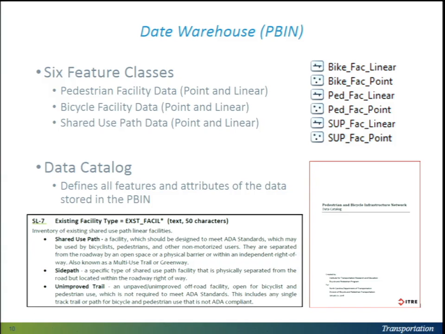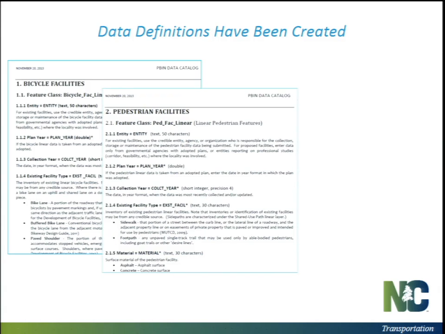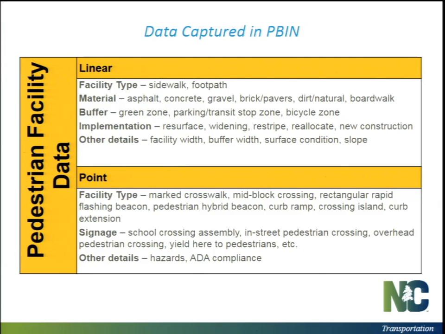That's EXST underscore FACIL. That's the field name, and then there's also the type, the text type, and the number of characters, and then those are the attributes below it. And the next slide gets into this too. Again, this is online. Each feature data set has essentially a component element in the data catalog that addresses it. This is bike facilities linear, ped facilities linear, and shared use path linear. So a lot of good information that helps guide people when they are actually giving us data into our geodatabase.